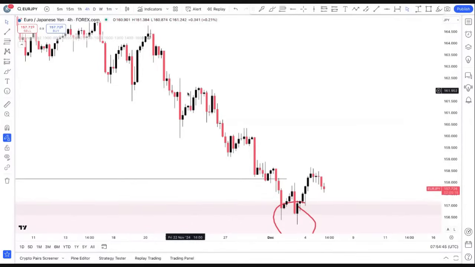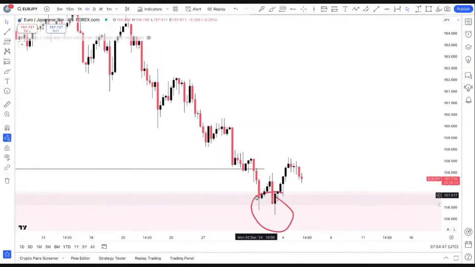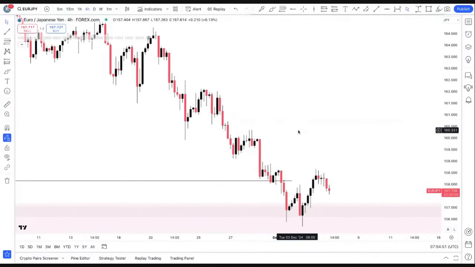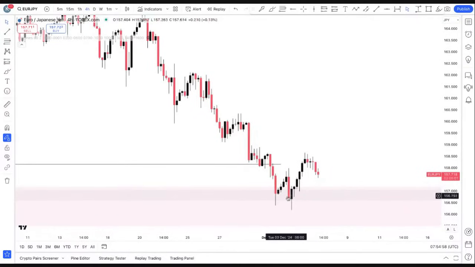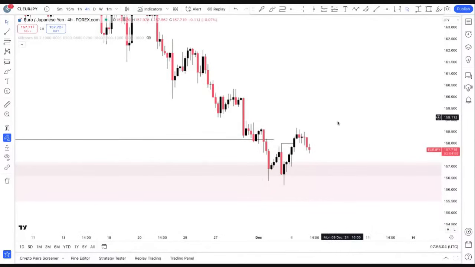The movement started from here. Was there any point? No. There was no point that we had a shift in market structure until price traded into this guy. That was when we saw a shift in market structure here. Do you now see it?